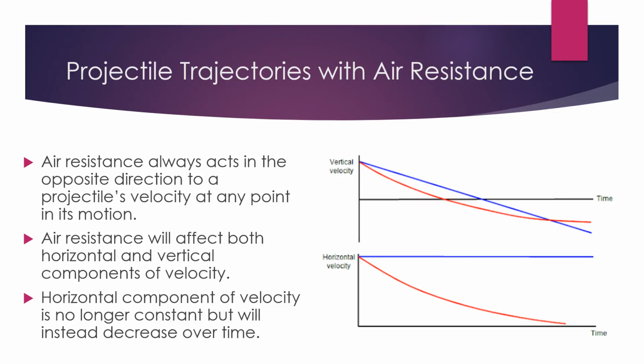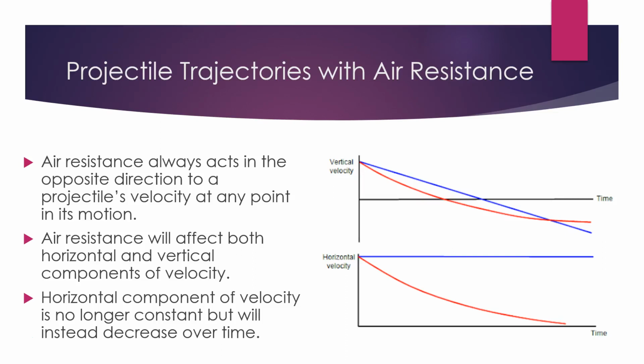So whichever way it's moving at that second in time, the air resistance will always be in the opposite direction. And that means it's going to affect both the horizontal and the vertical velocity components for that object. And that's a little bit different to what we've seen previously. When we were looking at projectile motion without air resistance, we saw that the vertical velocity changes because of acceleration due to gravity acting on it in the vertical direction. But the horizontal velocity component always remained constant throughout the motion. That won't be the case here. What we'll see instead is that the horizontal velocity component will decrease over time.